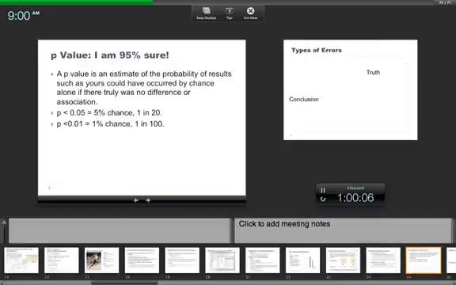So the p-value is important. Which means that I am 95% sure. And this is the usual convention that scientists accept, that the p-value estimates the probability of the results that would occur by chance alone if there's truly no difference or association. So if a p-value is less than 0.05, it means that there is less than 5% chance. If it's less than 0.01, then it's less than 1% chance.